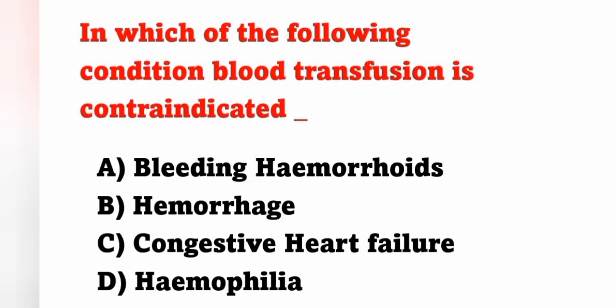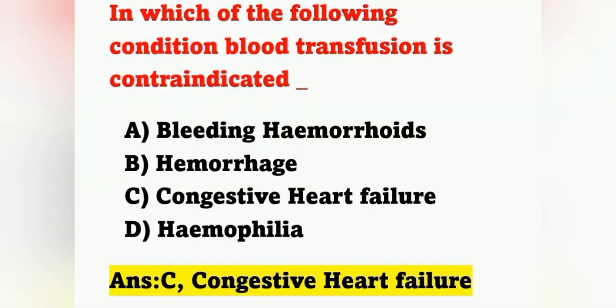And the next question, in which of the following conditions is blood transfusion contraindicated? Options: option A bleeding hemorrhoids, option B hemorrhage, option C congestive heart failure, option D hemophilia. Blood transfusion is not given in case of congestive heart failure. Option C is the correct answer. In bleeding hemorrhoids, hemorrhage, and hemophilia, we can administer transfusion. But in case of congestive heart failure, we do not usually give blood transfusion as the pumping effect of the heart is reduced.